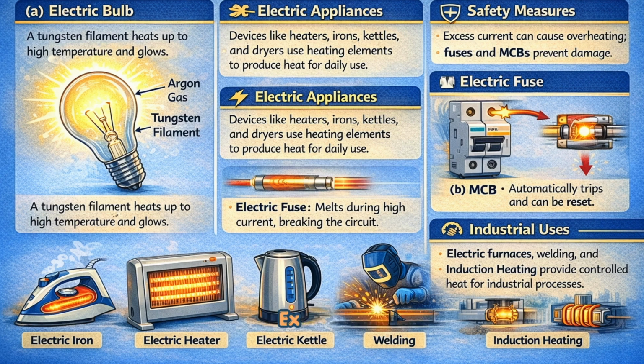Safety measures. Excess current can cause overheating. Fuses and MCBs prevent damage. A. Electric fuse melts during high current, breaking the circuit. B. MCB automatically trips and can be reset. Industrial uses: electric furnaces, welding, and induction heating provide controlled heat for industrial processes.